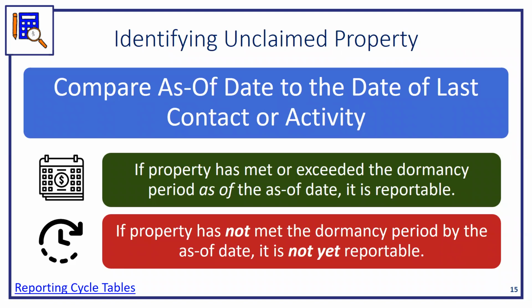To verify that a property is indeed reportable, you want to compare the as of date to the date of last contact or activity. If the property has met or exceeded the dormancy period as of your company's as of date, it is reportable. If the property has not met the dormancy period by the as of date, it is not yet reportable. We have report cycle tables on the State Controller's Office website that can help identify when property is reportable. We have a link to it here. I'll also send you a link to those reporting cycle tables in my follow-up email.